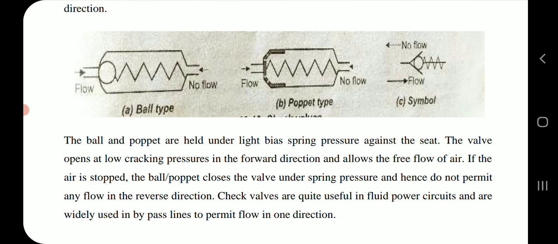The ball and poppet are held under light bias spring pressure against the seat. The valve opens at low cracking pressures in the forward direction and allows the free flow of air. If the air is stopped, the ball or poppet closes the valve under spring pressure and hence does not permit any flow in the reverse direction.